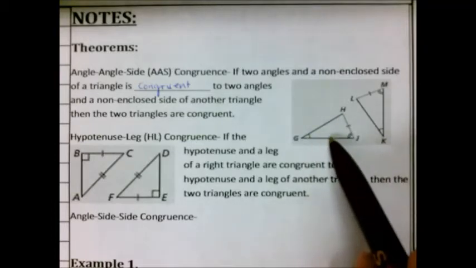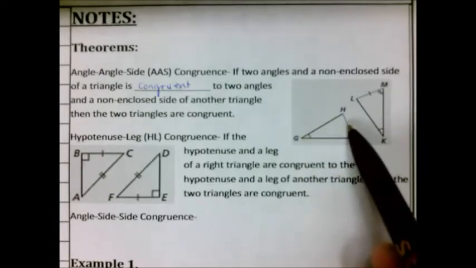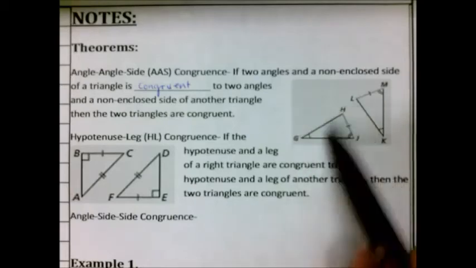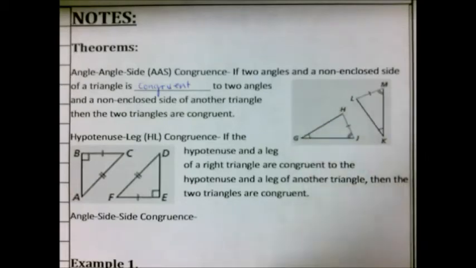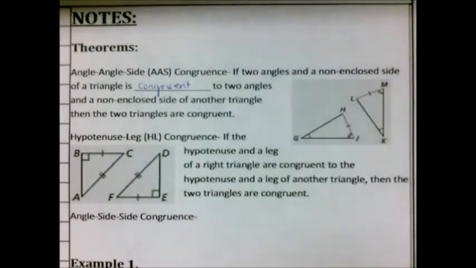It wouldn't be this angle. That would be angle, side, angle. We're talking about angle, and then a side after that. So it could be even angle J, angle G, and then line GH. If those are congruent to corresponding parts of another triangle, then we have congruent triangles.